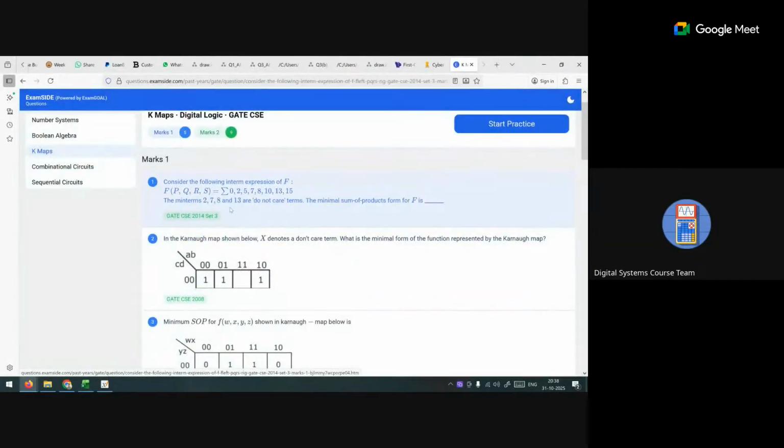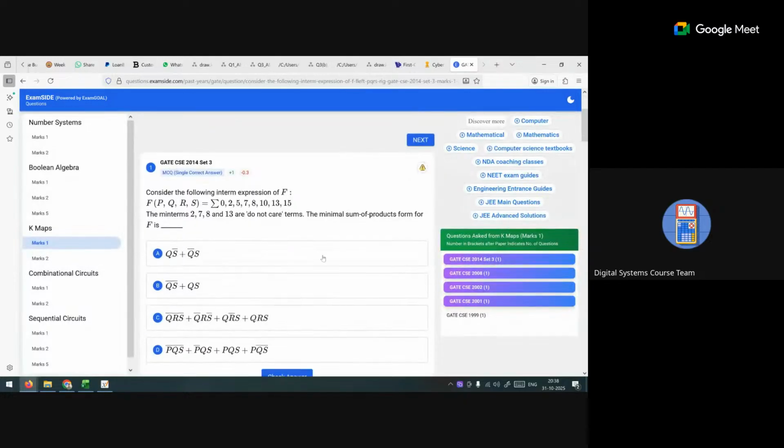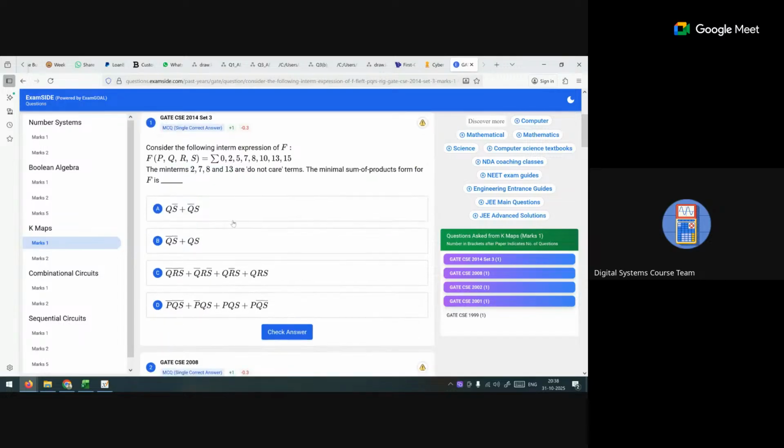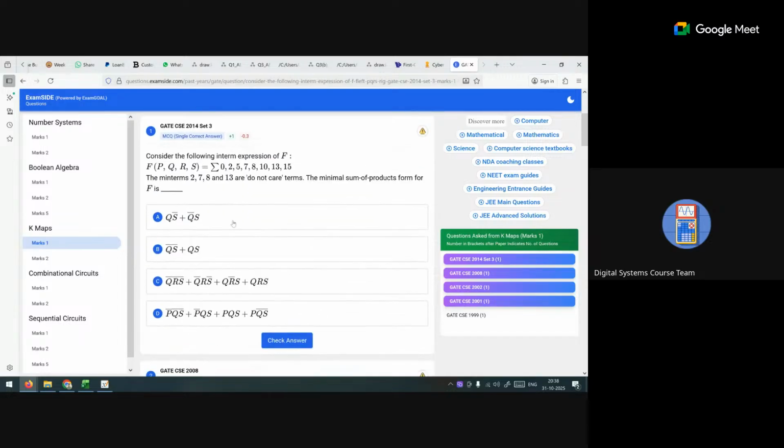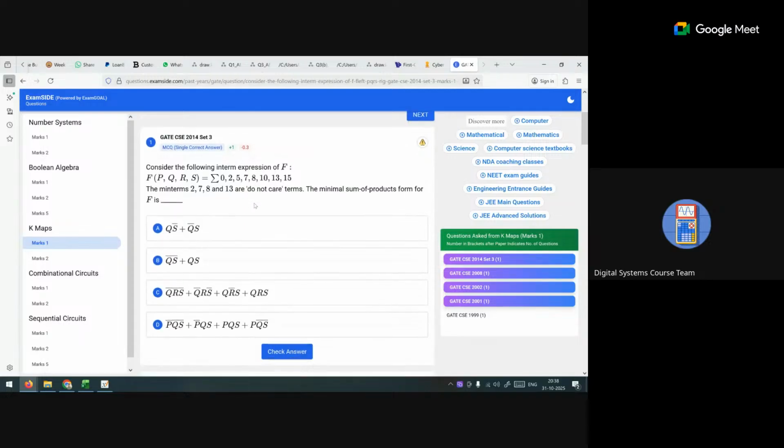So we can take a little bit of questions related to the previous GATE examination. Okay, so PQRS is equal to sigma M(0, 2, 5, 7, 8, 10, 13, and 15), where 2, 7, 8, and 13 are the don't care conditions. That means the min terms are only 0, 5, 10, and 15. Four min terms and 4 don't care conditions are given. So that question is easy. You can solve it, I think. No issue with that.